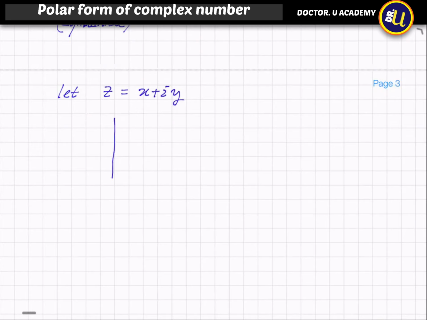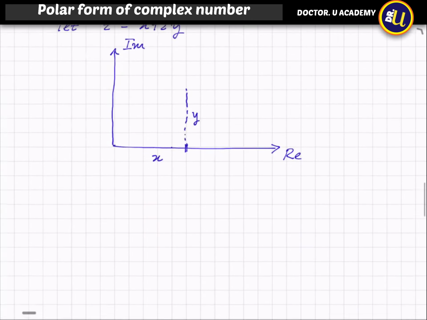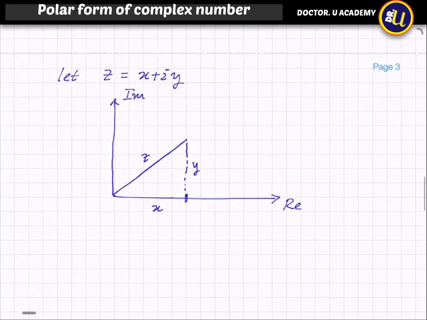Now we will draw this on an Argand diagram where this is our real and imaginary axis. So x is on the real axis. So that would be somewhere here, right? So this distance is x. Then iy, so that means y distance on the imaginary axis. So this is going to be now z, right?